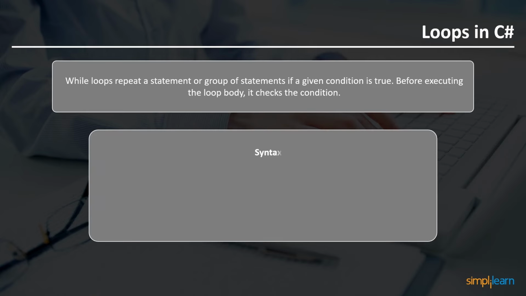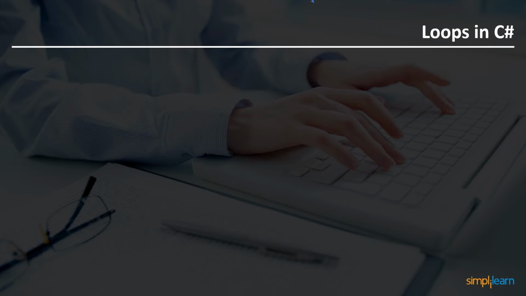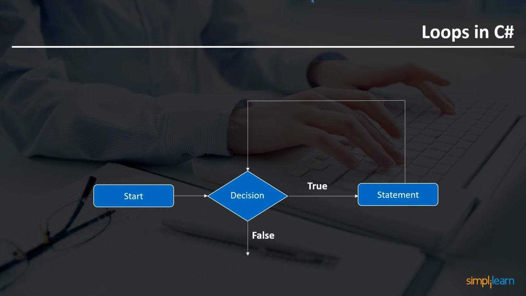The while loop repeats a statement or group of statements if a given condition is true. Before executing the loop body, it checks the condition. The syntax for the while loop is simple because there is only one condition, and the loop will run until the condition becomes false. The flow diagram for the while loop is shown below. First, we will start the loop. Then, if the condition is true, the statement will be executed until the condition is false.